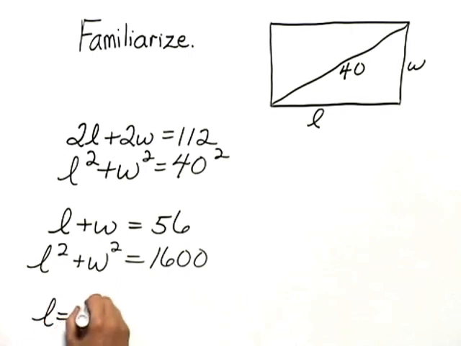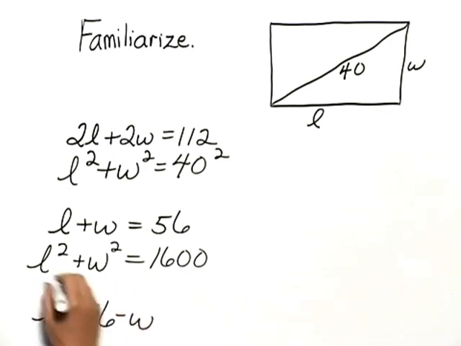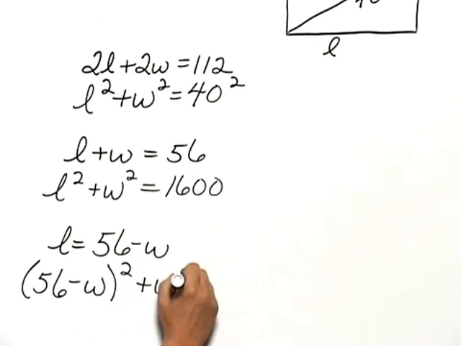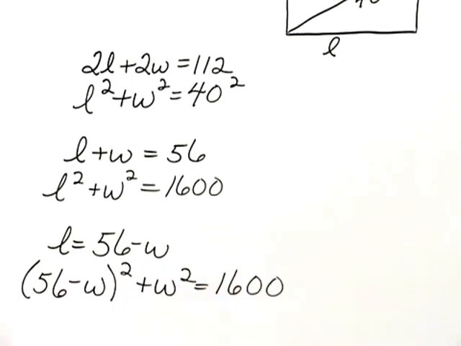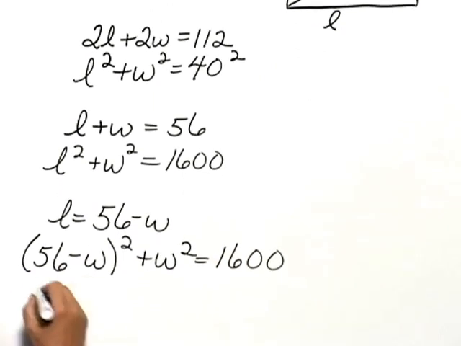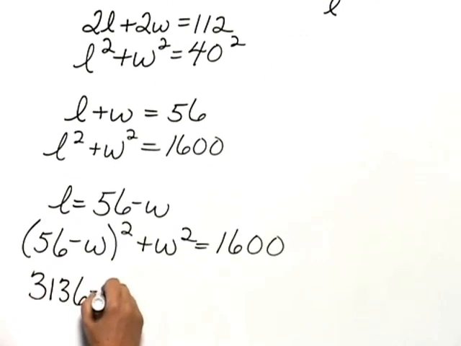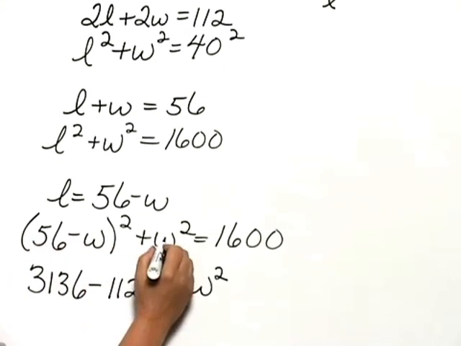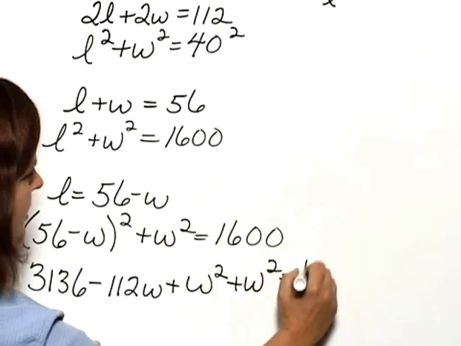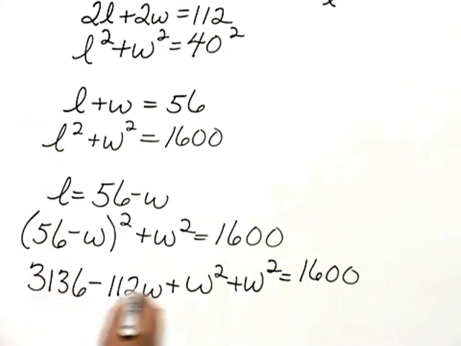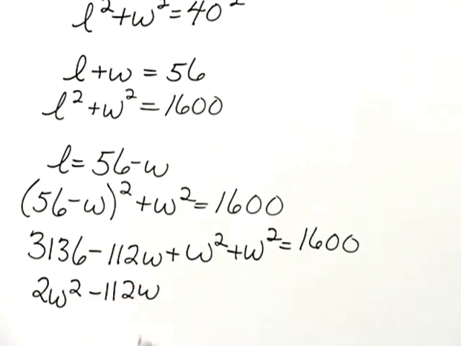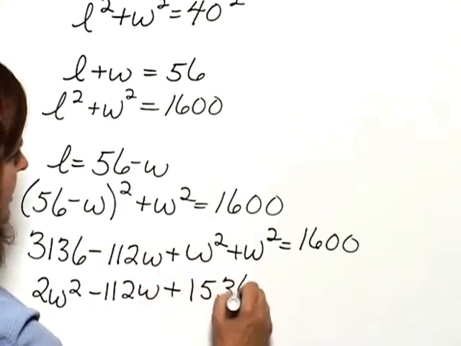We have L equals 56 minus W. So L squared then would be (56 minus W) squared plus W squared equals 1600. Multiplying this out, 56 squared is 3,136 minus 112W plus W squared, that's the square of this, plus the W squared equals 1600. And simplifying, we would have 2W squared minus 112W, and then 3,136 minus 1600 is plus 1,536, and that equals 0.